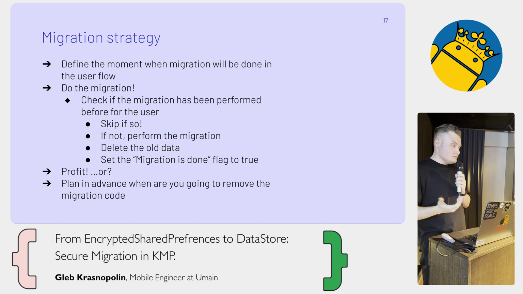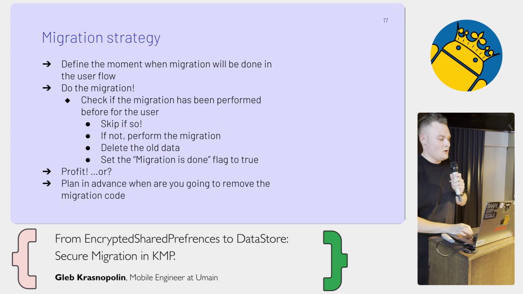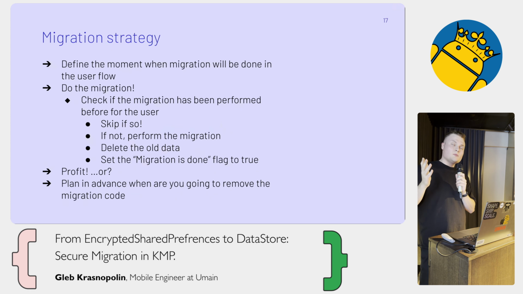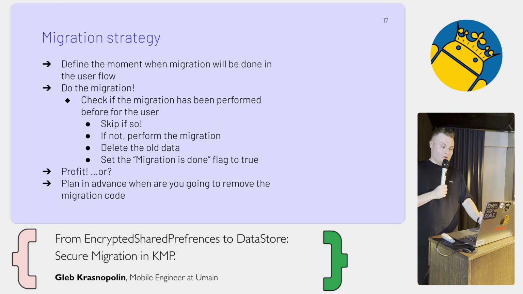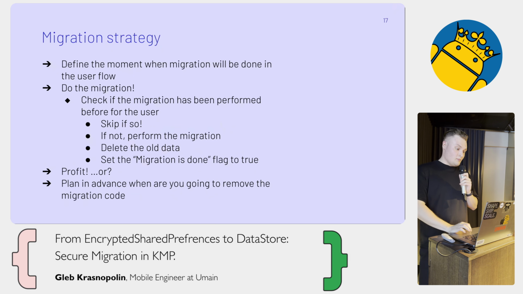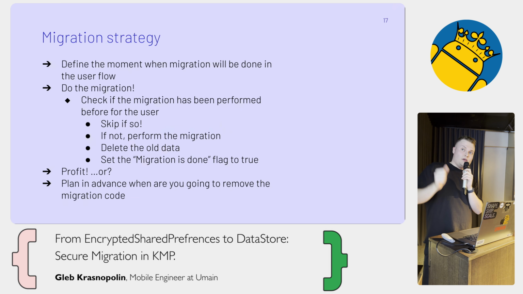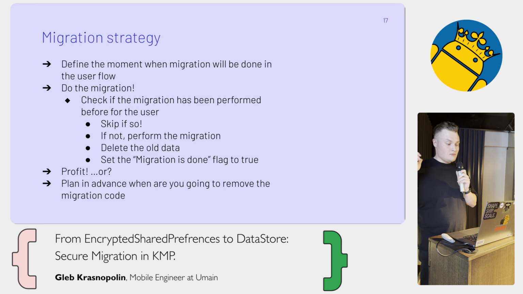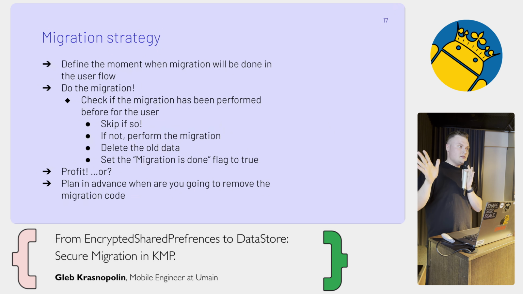So then the migration, obviously, consists of a couple of steps. First of all, check if the migration has been performed before. We don't want to migrate the user every time they launch the app. That will be slow and pretty stupid. So if so, we just skip the code that we're going to perform. But if not, we perform the migration. We care about our users, we care about their storage. So we delete the old data, and then, again, not to run it twice, we set the migration is done flag to true. Is that it?